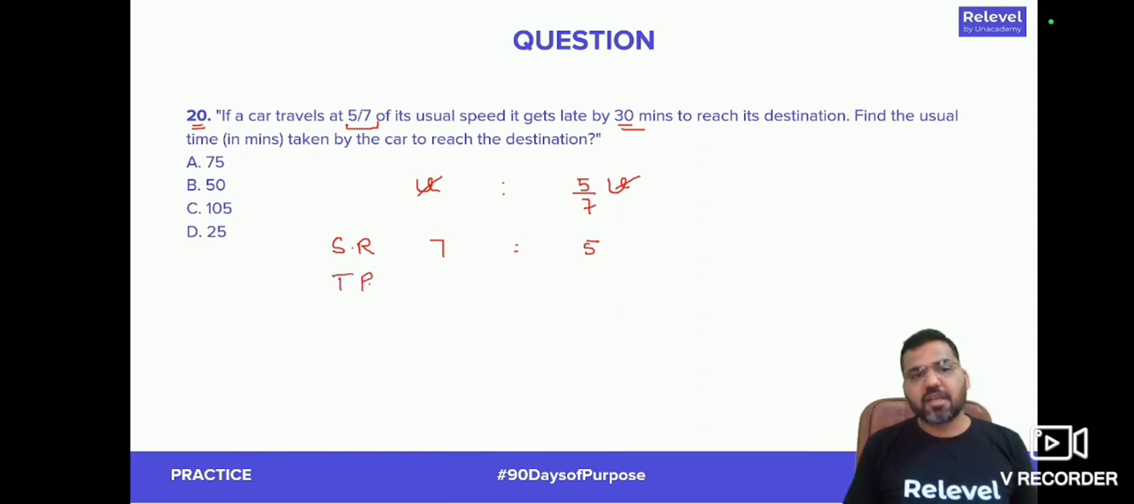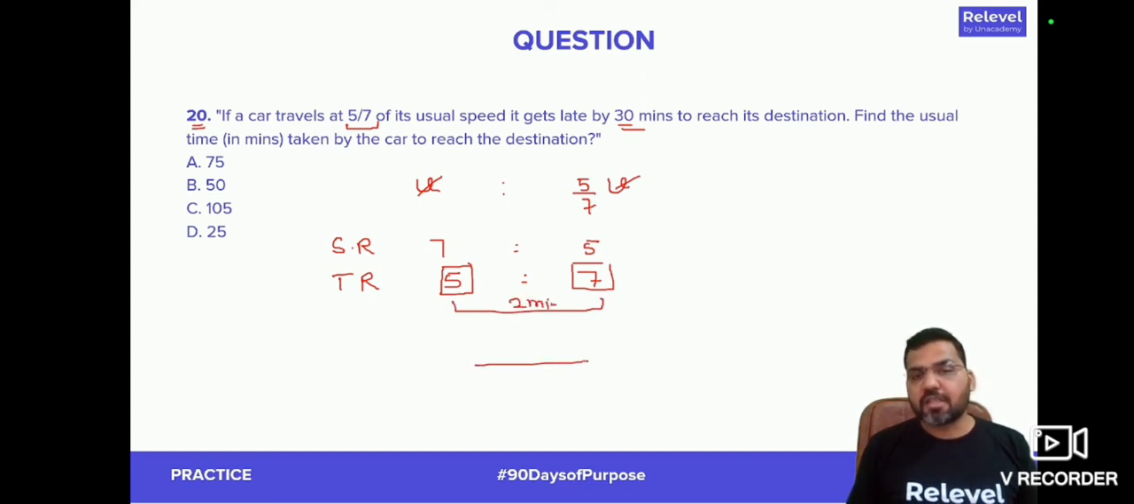You can see that the time ratio would be 5:7. That means earlier, if the car was taking 5 minutes to reach the distance, now the car will be taking 7 minutes to travel the same distance. That means the car is getting late by 2 minutes.